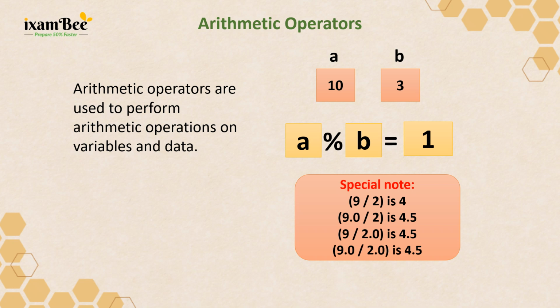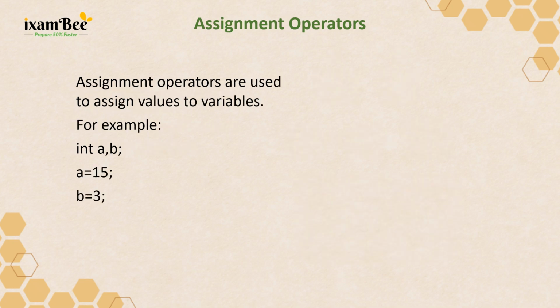A special note that you have to take care of is that 9 by 2 will yield 4, but if it is 9.0 by 2, it would be 4.5. So what you have to take into consideration is if any of the operands is a float value, then the answer would be a float, but if both are integers, the answer would be an integer.